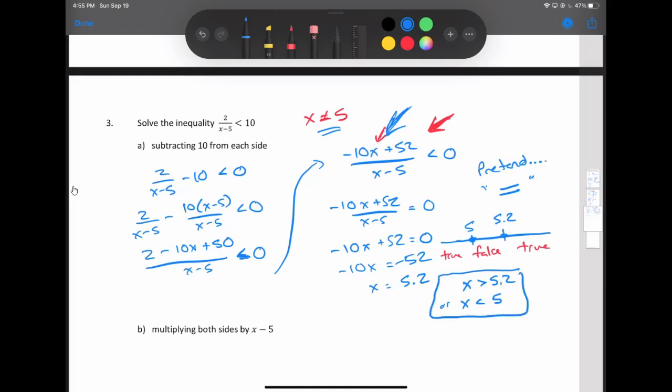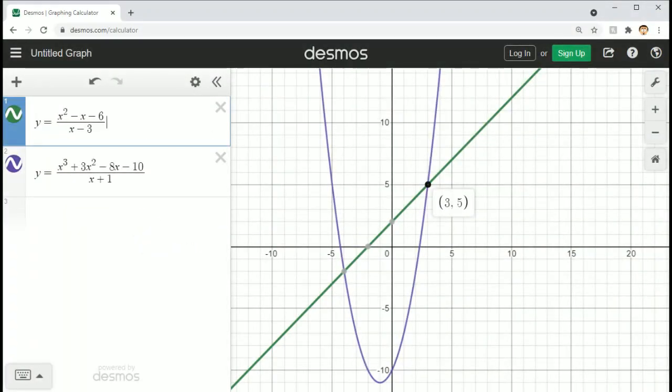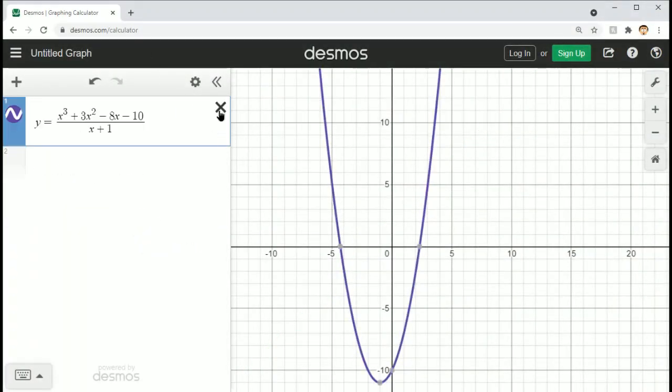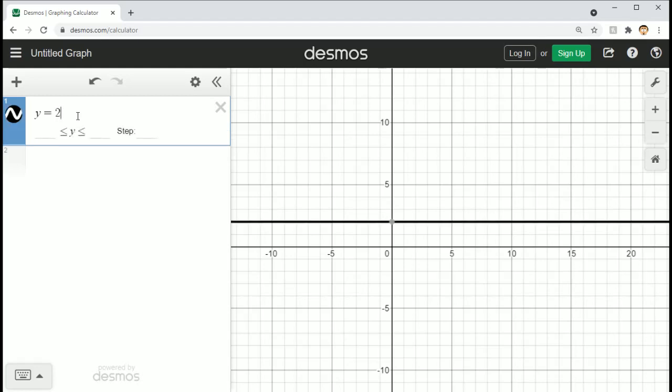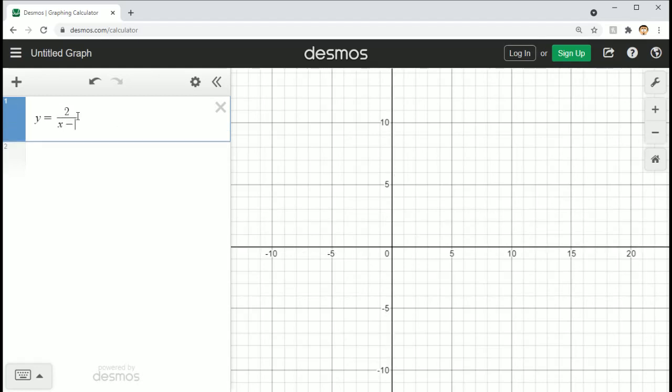And before I go any further, I really am going to go over to Desmos and just make sure that that is correct, because it kind of freaks me out. So going over here, I'm going to plug in the original function, which was y equals 2 over x minus 5.